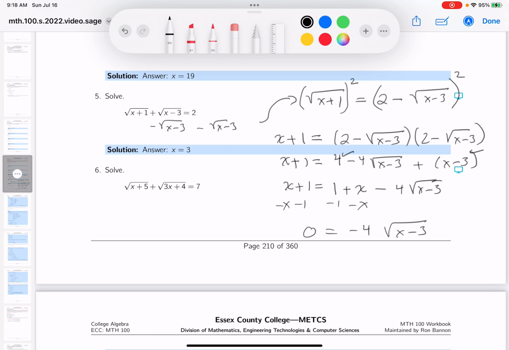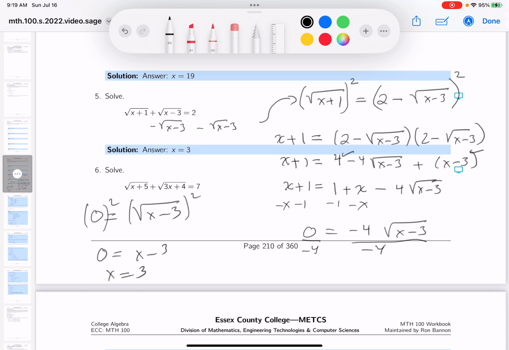What I'm going to do now, divide both sides by minus 4. I'll write that down for you. I'm trying to isolate a radical, by the way. You get 0 equals the square root of x minus 3. What I'm going to do now, the radical's isolated. I'm going to raise both sides to the index, and that's going to be 2. So what do you get? 0 equals x minus 3, or x equals 3.